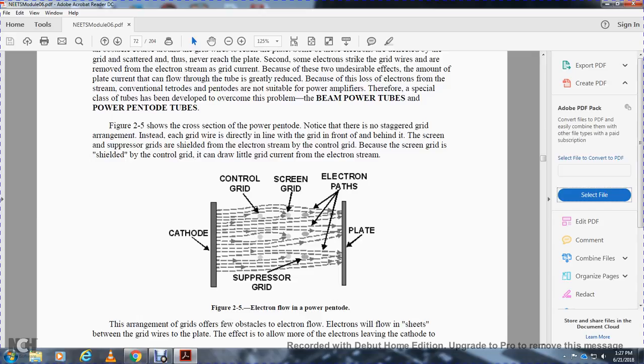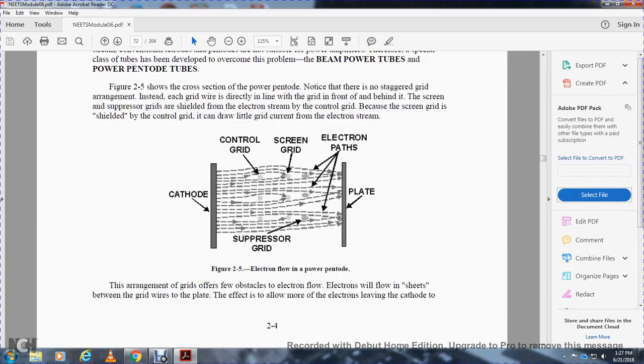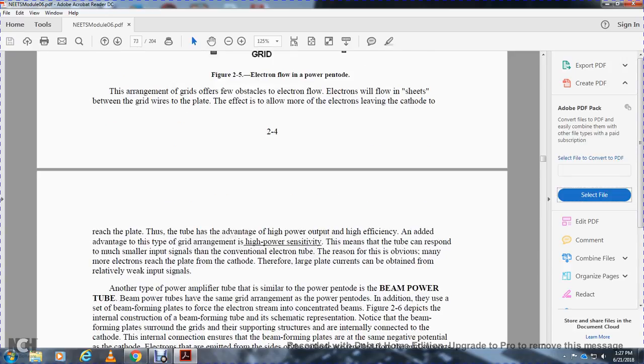Figure 2.5 also shows the electron flow for the power pentode: cathode, suppressor grid, control grid, screen grid, and then the electrons pass to the plate. Notice that the screen grid is aligned with the control grid. The arrangement of the grids offers few obstacles to electron flow between the grid wires and the plate. The effect allows more electrons leaving the cathode to reach the plate, giving the tube the advantages of high power output, high efficiency, and high power sensitivity, meaning the tube can respond to much smaller input than the conventional electron tube.